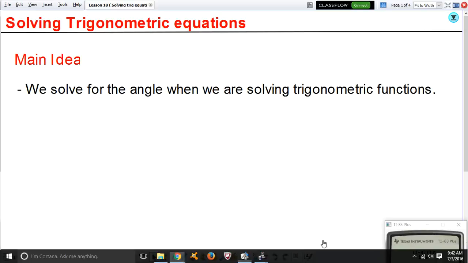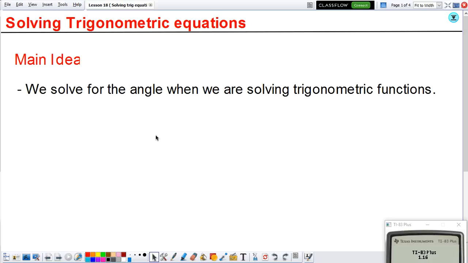Today, we're learning about how do we solve trigonometric equations. Now, the main idea here is that in order to solve a trigonometric equation, we're looking for an angle that will make the statement a true statement. Previously, when you were solving for something, it was always a variable. Now, when we're solving for trig functions, we're actually not solving for a variable, but we're actually solving for an angle. So keep that in mind. The main idea, we will solve for the angle when we're solving trigonometric functions.